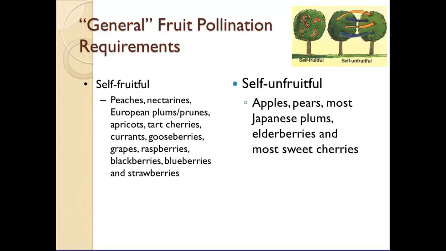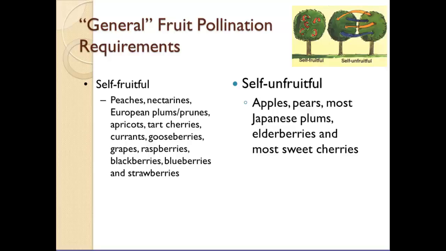So, for example, if you were living in the right climate in Illinois, you could potentially have a peach tree, a nectarine, a European plum, an apricot, a tart cherry, a currant, a blueberry, grape, a raspberry, blackberry, and strawberry, and only have one plant, and get fruit.